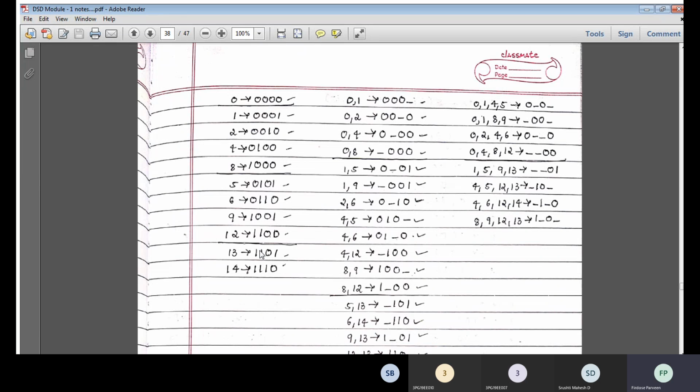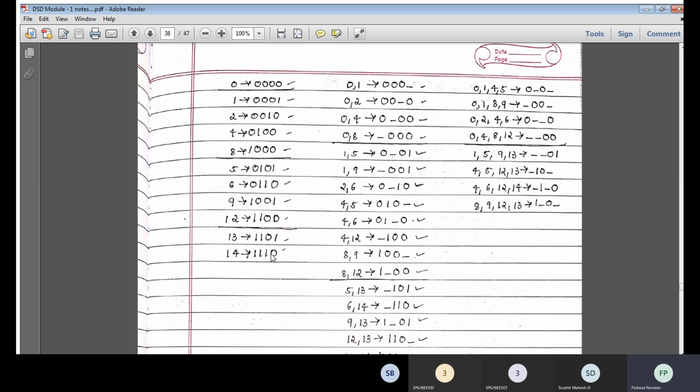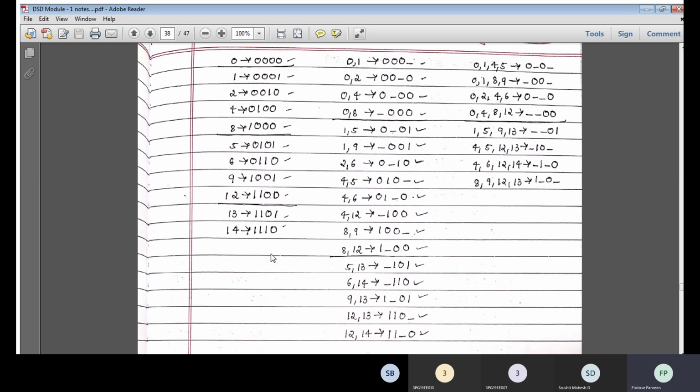It can be compared. So it is 110 dash. See here, it is 1100. Here it is 1101. So only the last position is varying. So I can write 110 dash. So 12 and 14 can be compared.